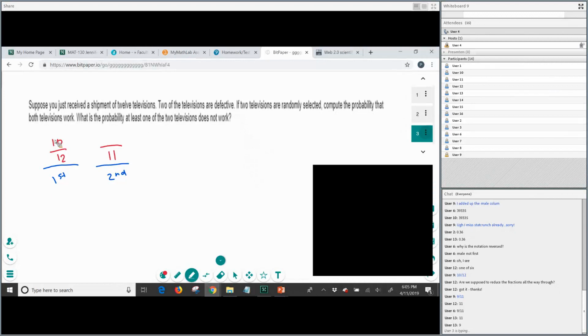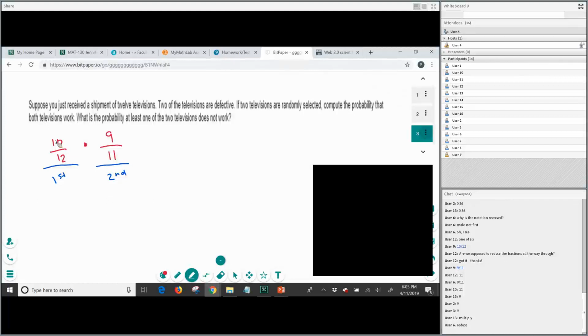James, you are so fast. Yes, there are only 11 televisions left now, right? So my total in the denominator is going to change to 11. How many of those televisions are working? There are 9 now that are working because there were 10, but then I removed one, so now there's 9. So on my first selection, I had a 10 out of 12 chance of picking a working television. Now, given that I picked a working television on my first selection, then on my second selection, now I would only have a 9 out of 11 probability.